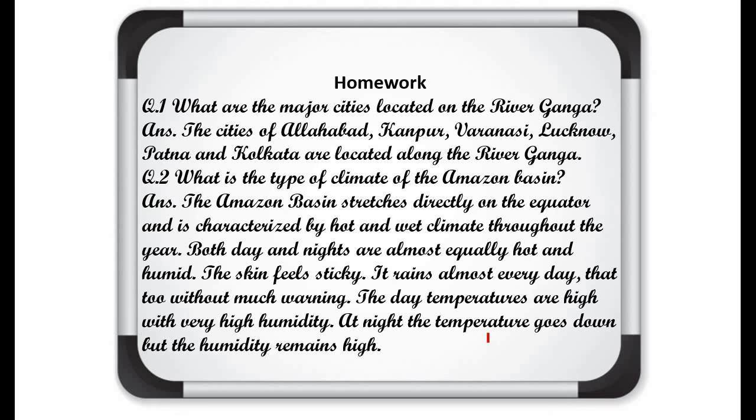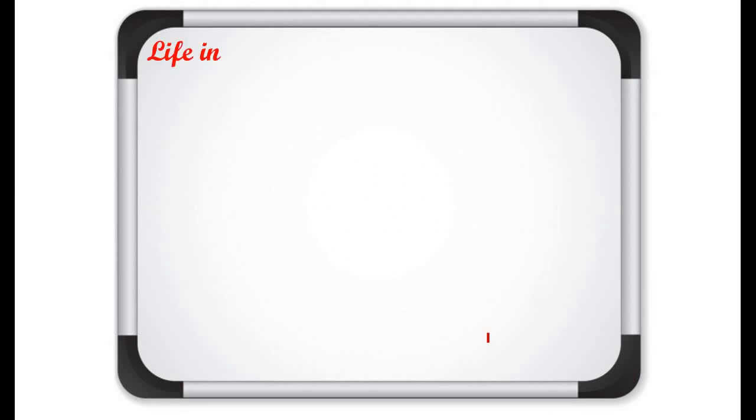Type of climate of the Amazon basin, we have already discussed: hot and wet climate throughout the year. And why hot and wet? Because it lies near the equator. Both days and nights are almost equally hot and humid. The skin feels sticky because of the humid climate. It rains almost every day, that too without much warning. The day temperatures are high with very high humidity. At night the temperature goes down but the humidity remains high. So this is the climate condition of the Amazon basin.